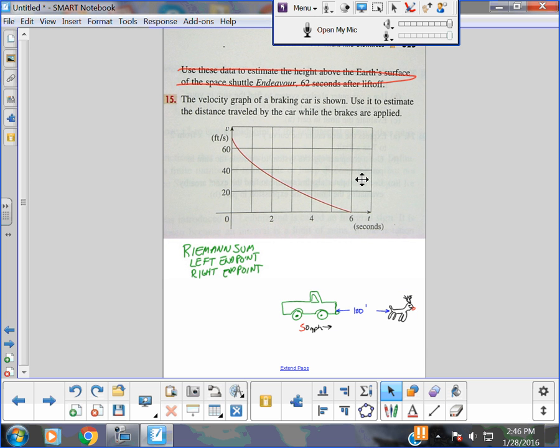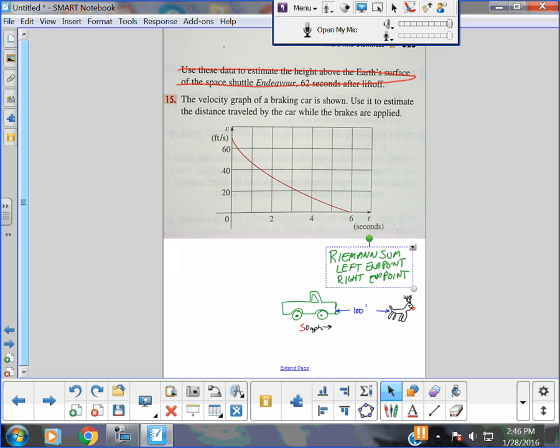And we have two options right now. We're going to have a third option later. But we have left endpoints or right endpoints. Now, how many intervals do you think you want to break 6 seconds into? Well, the more the better. 3, 2, 1. We don't want 1 because, guys, whoops.